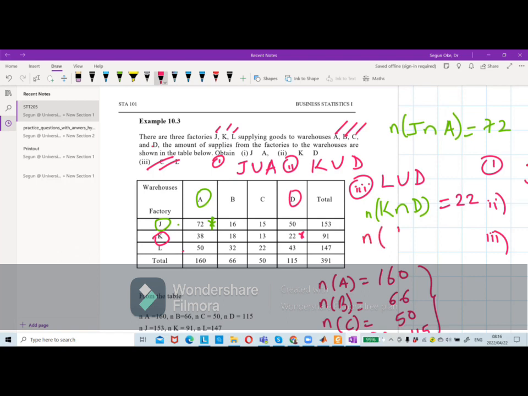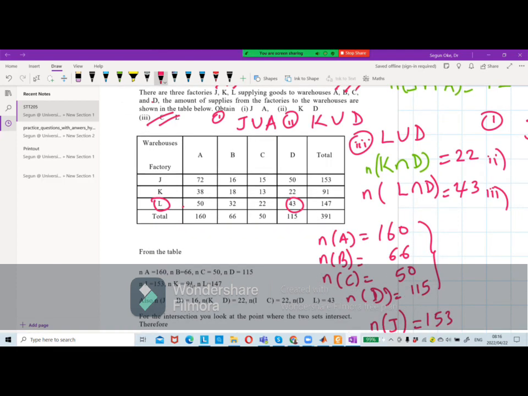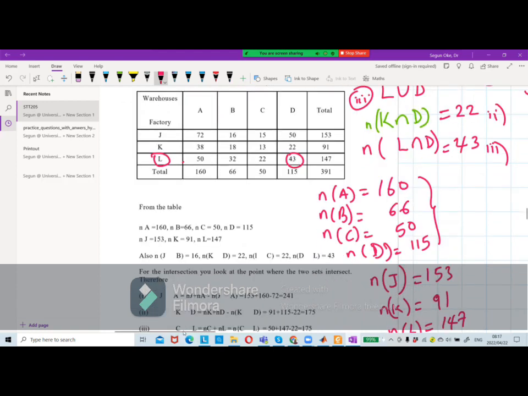Then the number of L intersect D. L intersects D is 43. So we can go ahead and solve our problem, now that we have an idea of what they ask us to do.